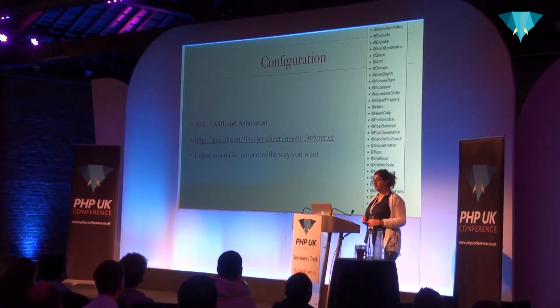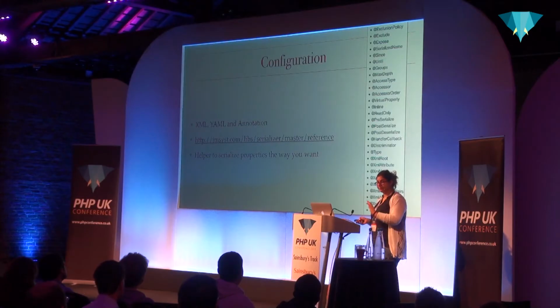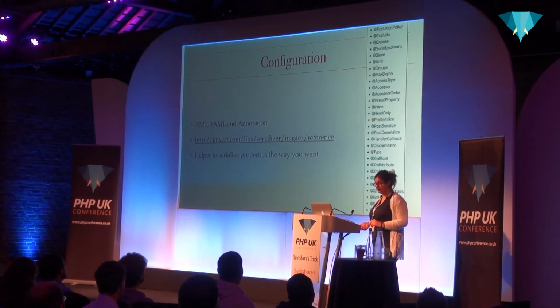So, the configuration, most of the time, is about configuration with this bundle. You can do that in XML, YAML, and annotation. Here I put some annotations because when I build my APIs, I use annotations, actually. But it's up to you. And it's about serializing properties the way you want.